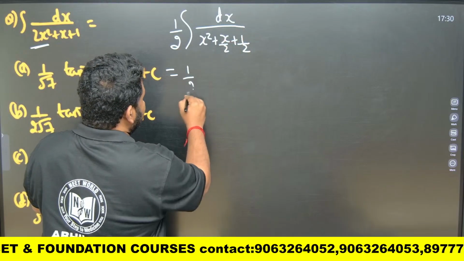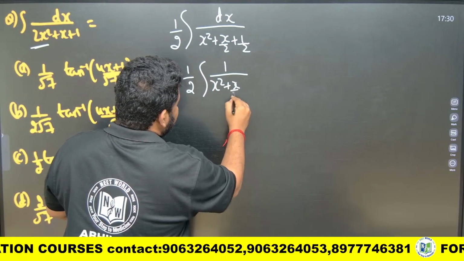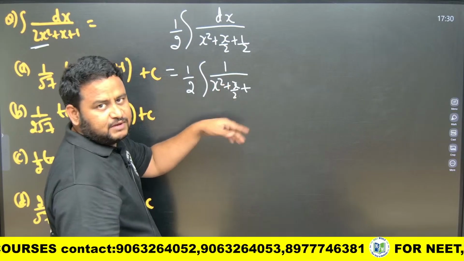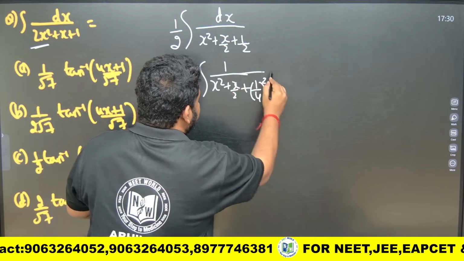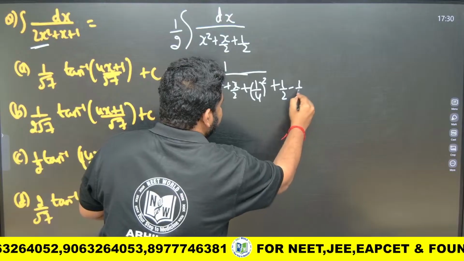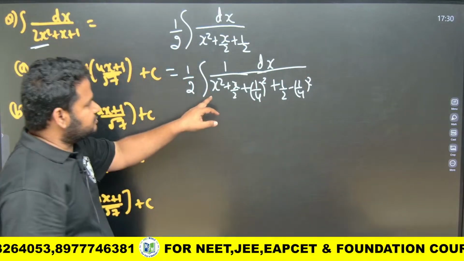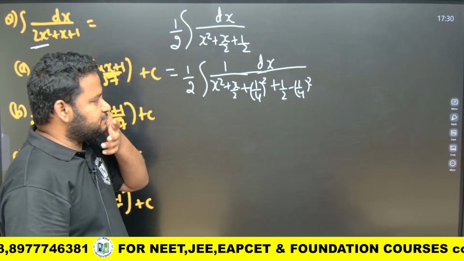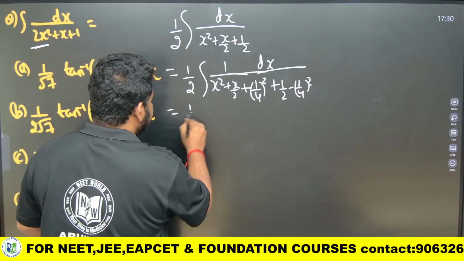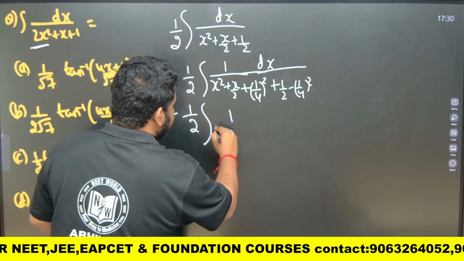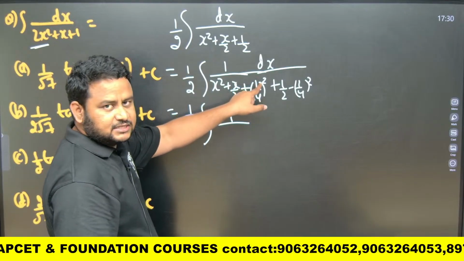So this will become 1 by 2 integral of x square plus x by 2 plus 1 by 4 square, which I should add and subtract, plus 1 by 2 minus 1 by 4 square dx. This becomes x square plus x by 2 plus 1 by 4 square, which is 1 by 16.